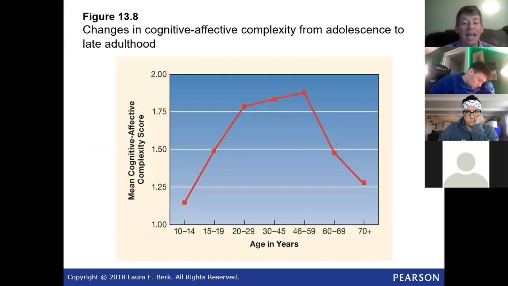So as we age, you can see the cognitive affective complexity, meaning the complexity of our thoughts and feelings, just from the age of 10, climb, climb, climb until you hit about 20 to 29. And you still climb, but not as steep until you hit about 59. And then you finally go, you know what, forget it.